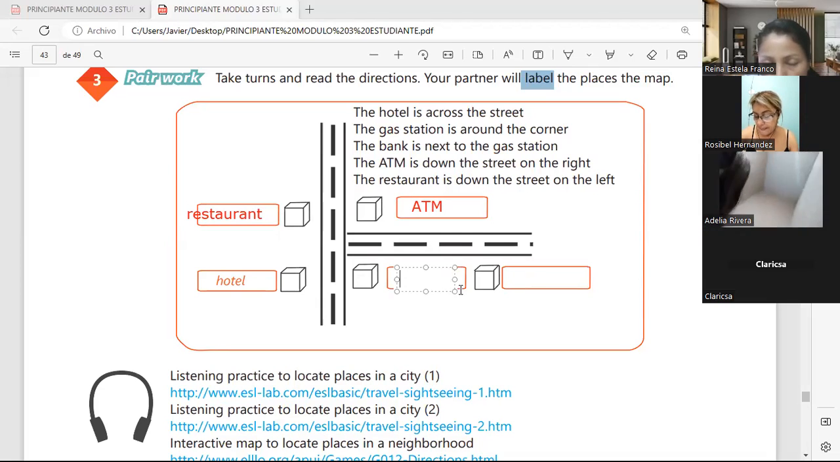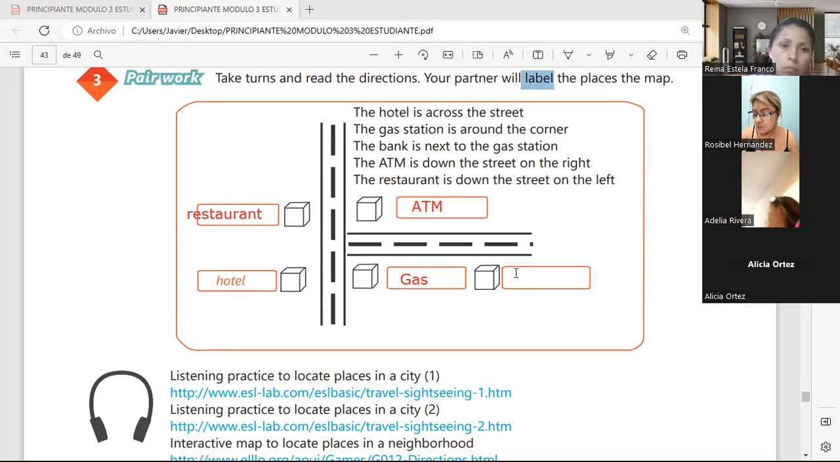Then, what is this? Gas station. And next to the gas station, we have the last one. The bank. Awesome. Nice, class. You see? Si se puede. Yes. Okay. Very good. Any question?